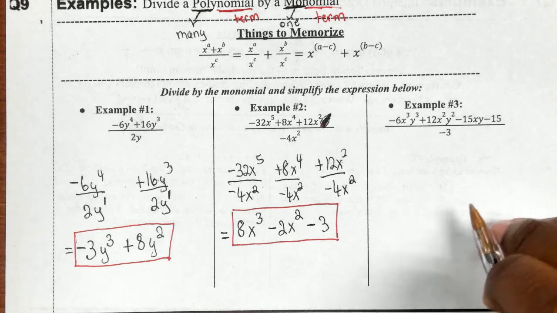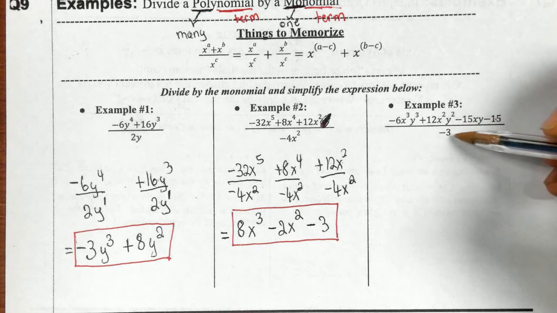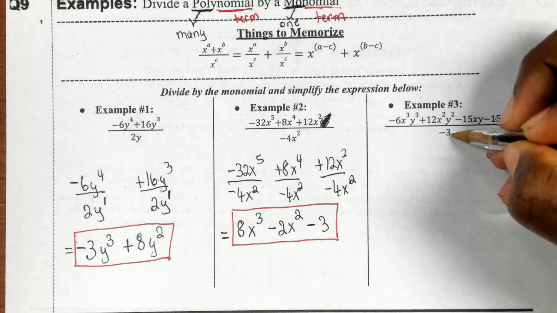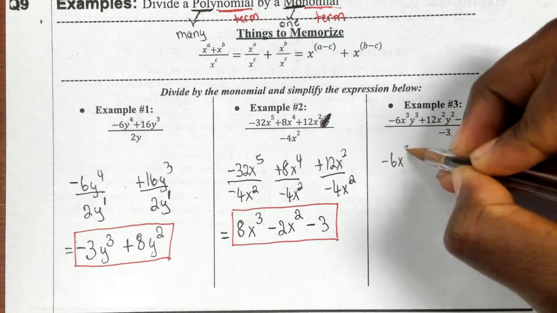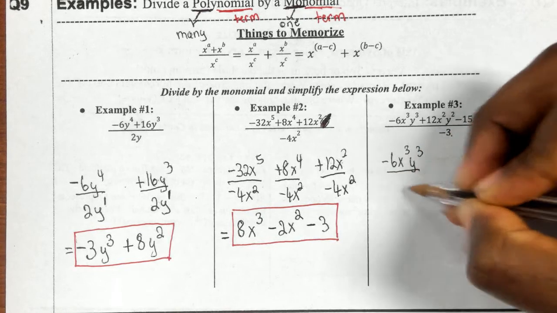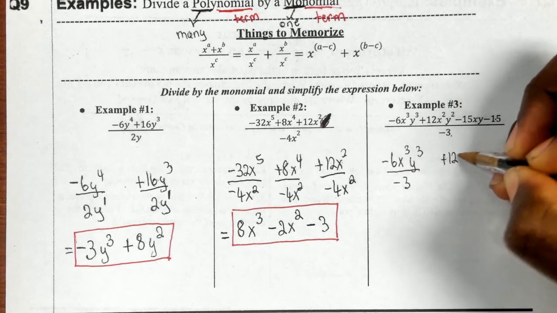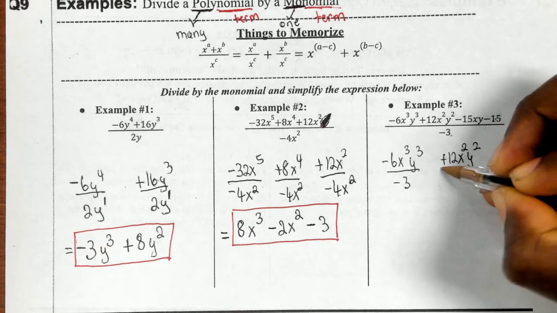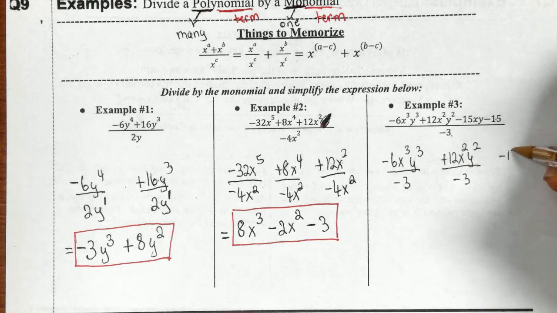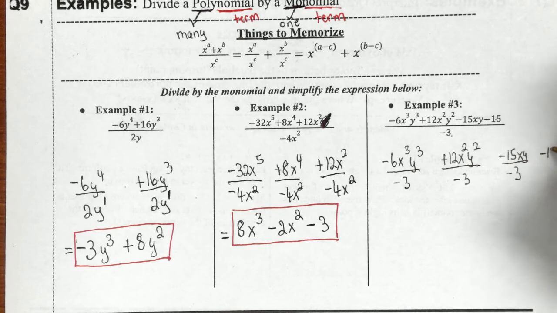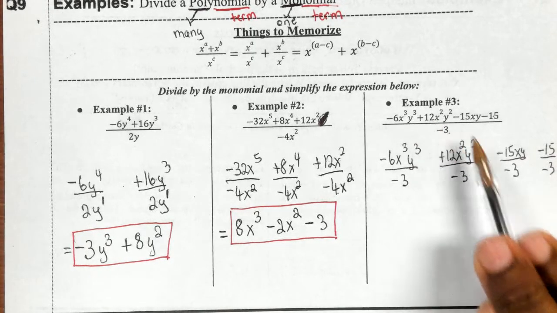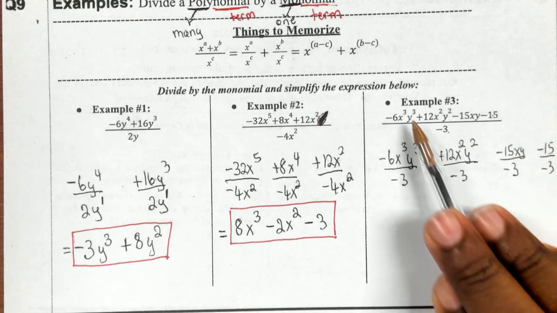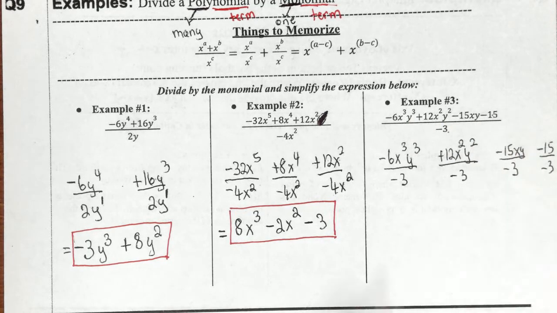Let's do the next one. Again, I'm dividing this polynomial by this monomial, or that coefficient below. This is a common denominator, so I can write this as negative 6x to the third power y to the third power over negative 3, then positive 12x squared y squared over negative 3, and negative 15xy over negative 3, and negative 15 over negative 3. I can rewrite each of these terms because this is a common denominator, and we have 4 terms.